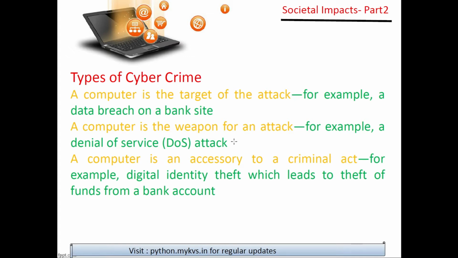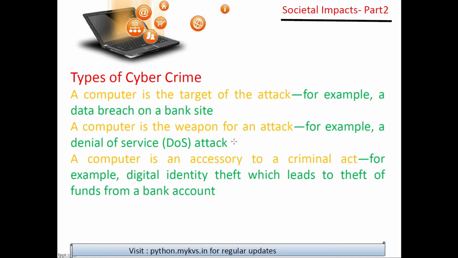If we see the types of cybercrime, they can attack a target, a particular computer. It may not be confined within a bank. It can be of any organization, any organization.